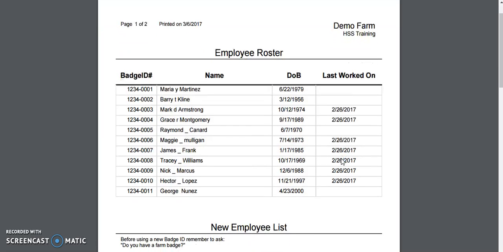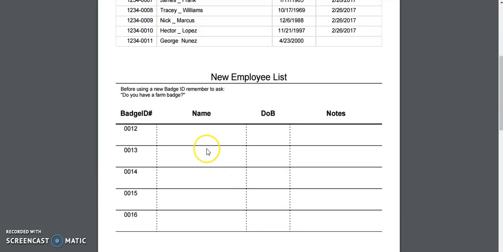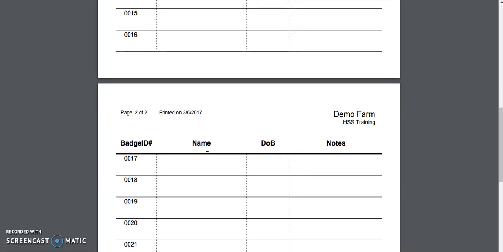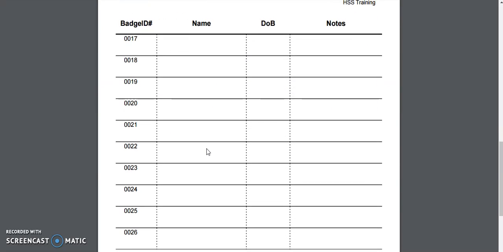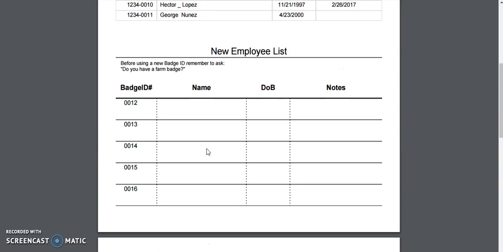Scrolling down in the employee roster, we transition from employees already entered in the system up above to new badges that have not been used or assigned to pickers for your farm. This is designed to keep the farm organized and assigning new badges to new employees if they should walk onto the farm to work that day. The scale operator should write in that employee's name, date of birth, and any notes that they would need to enter this employee into the system at the end of the picking day.